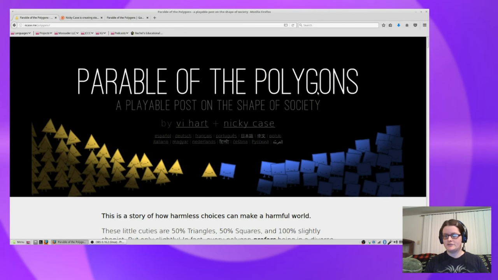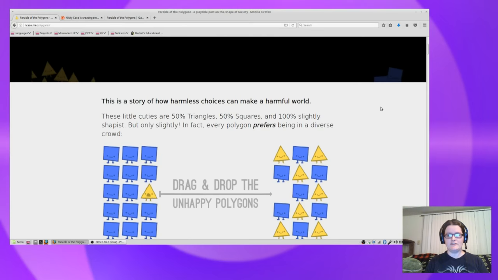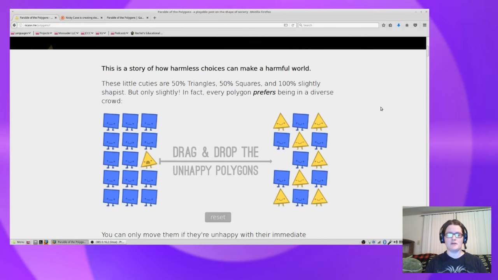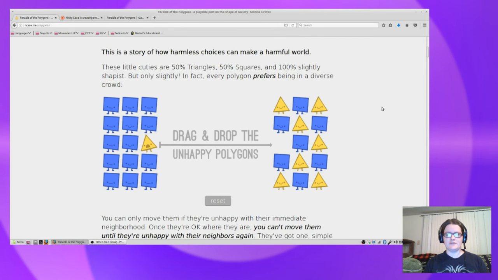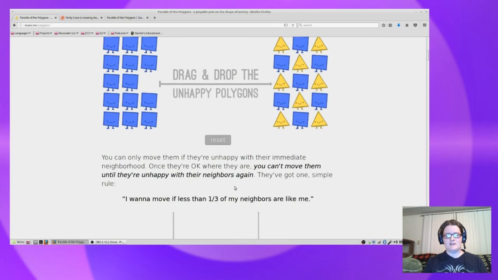Alright, so let's go through this. This is a story of how harmless choices can make a harmful world. So, these little cuties are 50% triangles, 50% squares, and 100% slightly shapist. But only slightly. In fact, every polygon prefers being in a diverse crowd. So, there are a lot of these little windows, and you can move it around. It's interactive. So, we move the polygon.